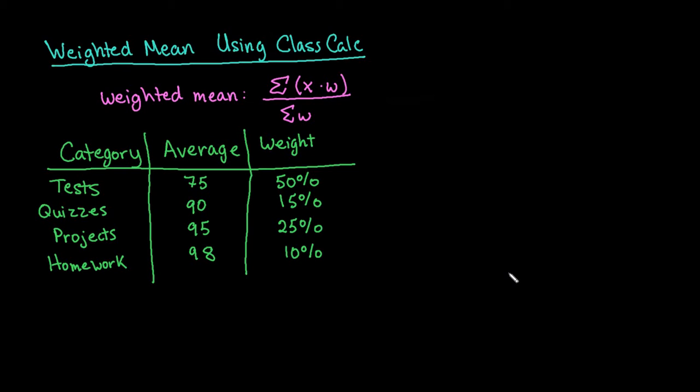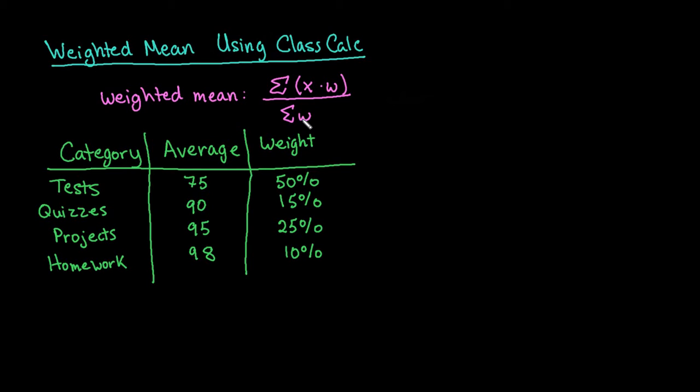Hi, for this video what I want to do is show you how to find a weighted mean using ClassCalc. The weighted mean process can be very complicated doing it by hand because you have to first take all of your x values and multiply them by your weights, and then find the sum of those products and divide it by the sum of the weights. Using technology will speed up the process.